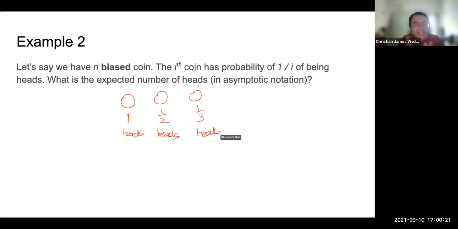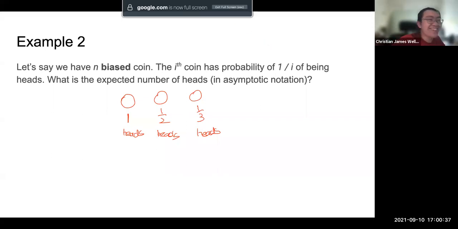Okay? Because all the probabilities are different, right? Your intuition doesn't exactly help as much anymore compared to before, right? So try to analyze this. Okay, try to analyze this by yourself. I think, yeah. So someone already mentioned in chat, is it log n? Yeah, it is log n.